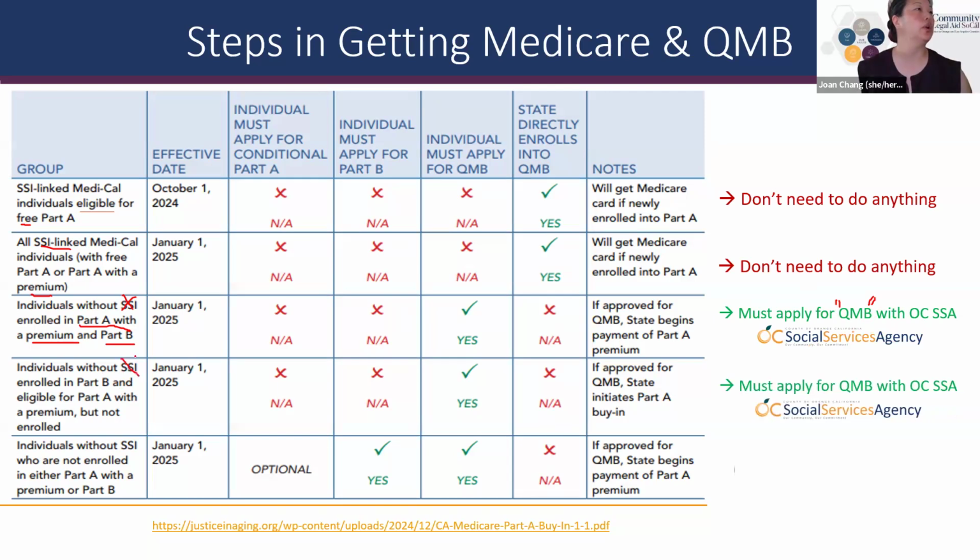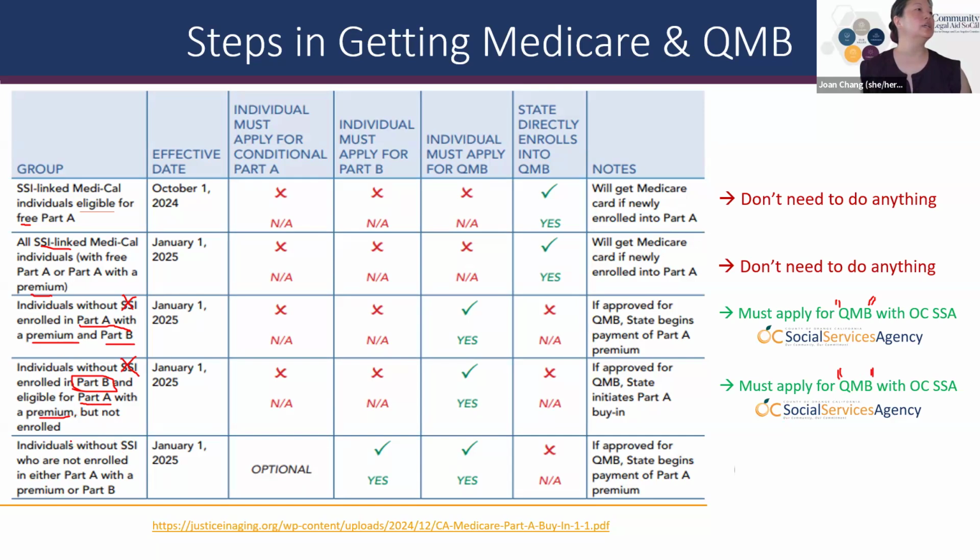All right, so let's go talk about these folks. These are folks who don't have SSI, who are enrolled in Part B, but are eligible for Part A, but don't have it just yet. And it's Part A with a premium. So those folks, same thing. All you've got to do is go to the Orange County Social Services office, ask for a QMB application, and apply, and then you're good to go.